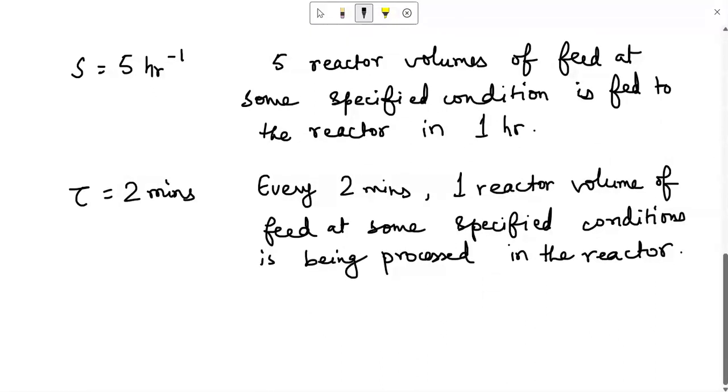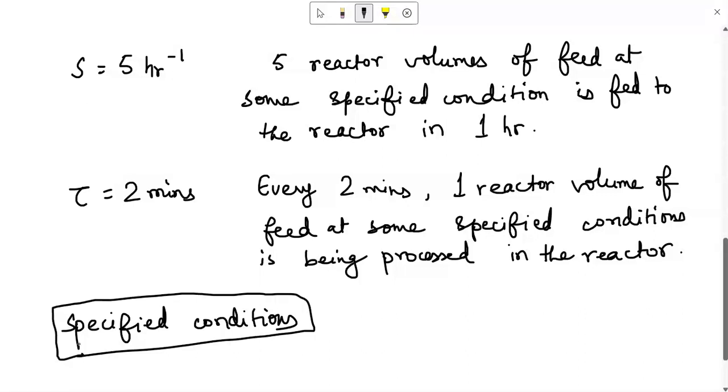Now let us come to some cautions that you must keep in mind when you are dealing with the concept of space time and space velocity. You may have noticed that I am stressing a lot on this term, specified conditions. So this caution that I am going to give you is related to the specified conditions.